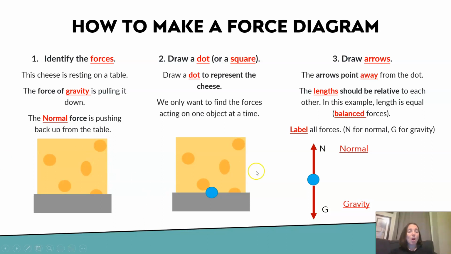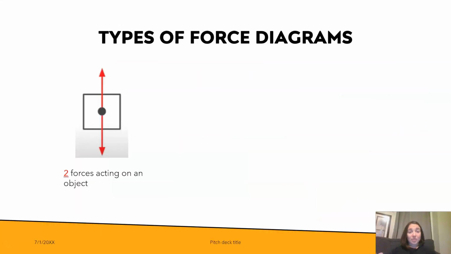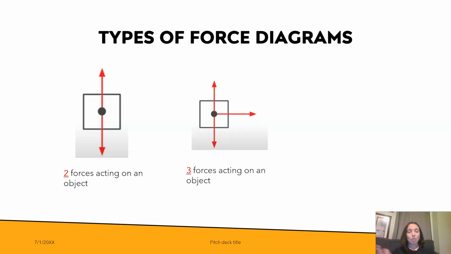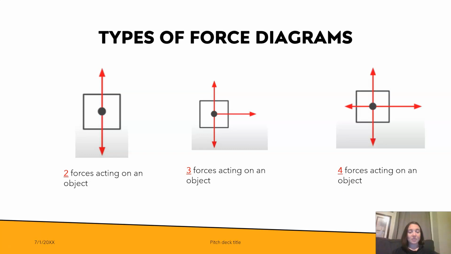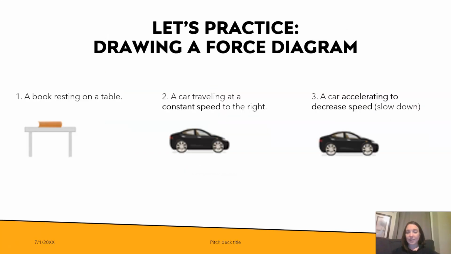Finally, label all the forces. In this case, N is for the normal force pushing up, and G is for gravity pulling down on the cheese. Types of force diagrams. So you can have multiple forces acting on an object. In this first example, you have 2 forces acting on an object. You might have 3 forces, or you might have 4 forces acting on an object. Let's do some practice, and then you'll be ready to try on your own.